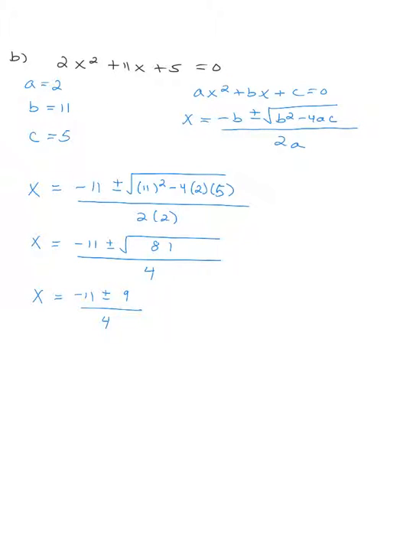This means we have two solutions. There's -11 plus 9 over 4, but also -11 minus 9 over 4. These will simplify. This is -2/4, which simplifies to -1/2. This one down here, this is -20 over 4, which is equal to -5. These are not extraneous solutions. These both must work in the original equation. The solutions are -1/2 and also -5.